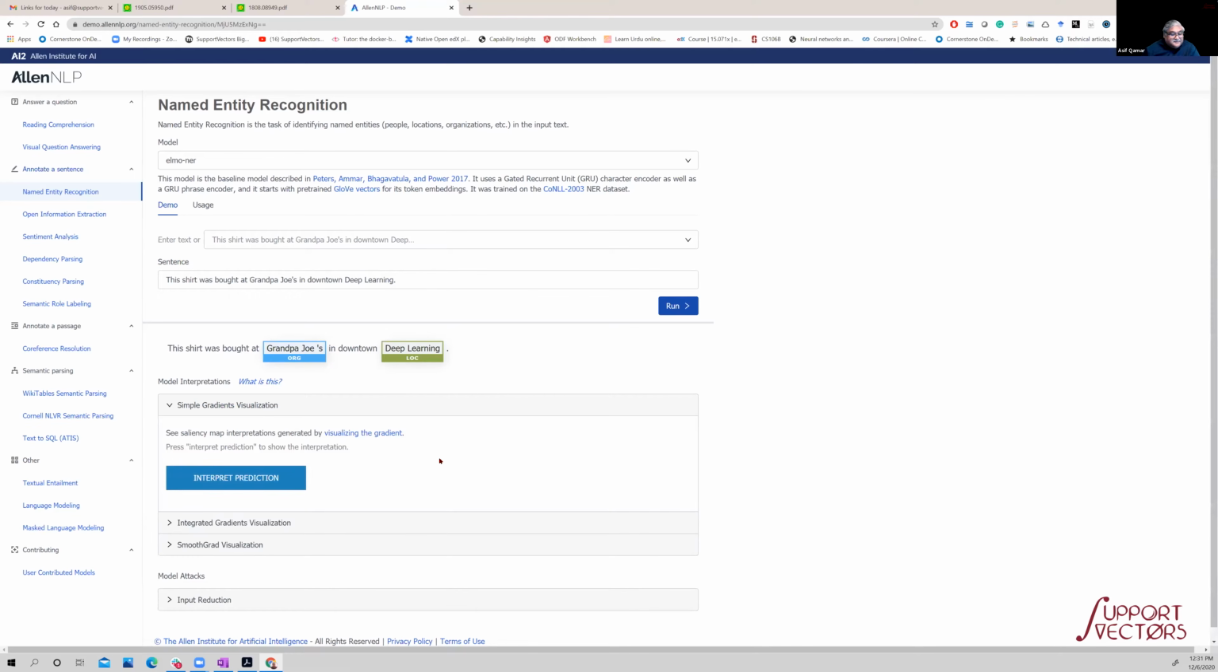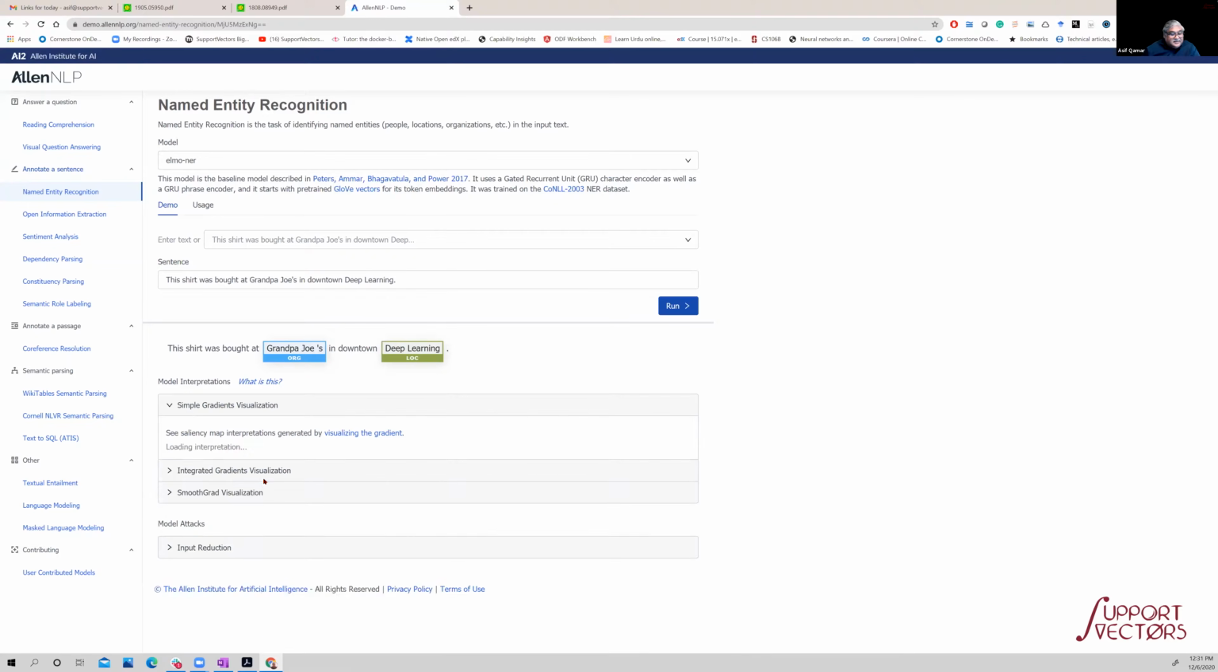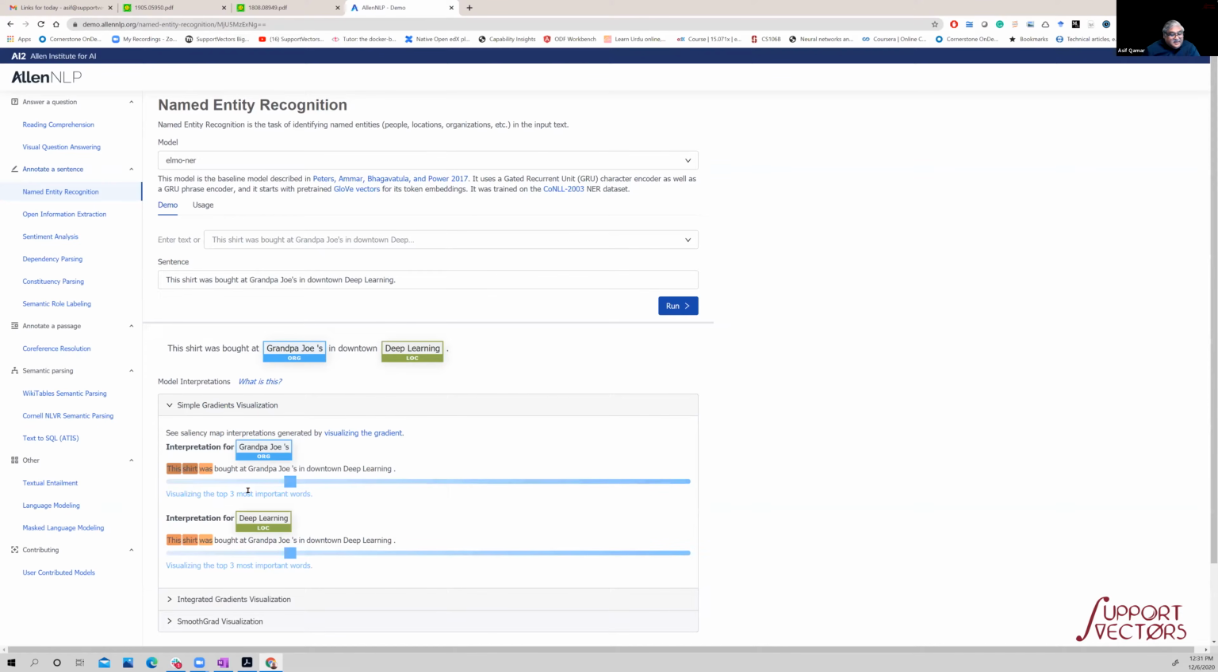And if you do this, it will tell you which words it is focusing on. So to figure out that Grandpa Joe's is an organization, which words did it pay attention to? Do you see this, guys? The saliency map tells you what it considered very important. This shirt was. And how did it figure out that deep learning is a location? Well, it turns out it figured out just like this. It still picked up on these words.